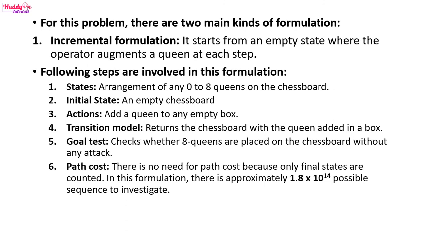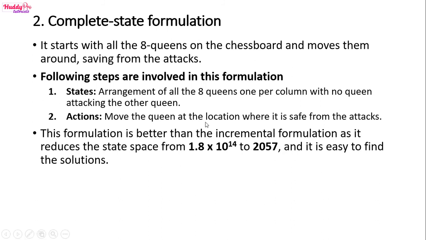Another kind of formulation is the complete state formulation. Unlike the incremental formulation, the complete state formulation starts with all the 8 queens on the chessboard and moves them around, saving them from the attacks. So here you start by placing the 8 queens randomly in any position on the chessboard. Then you start making the moves until there's no attack.